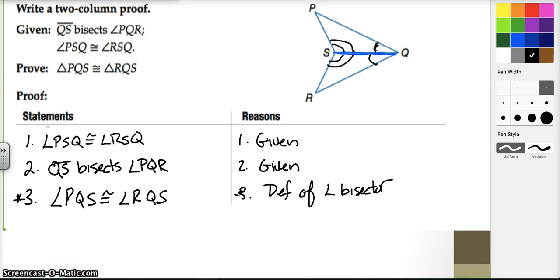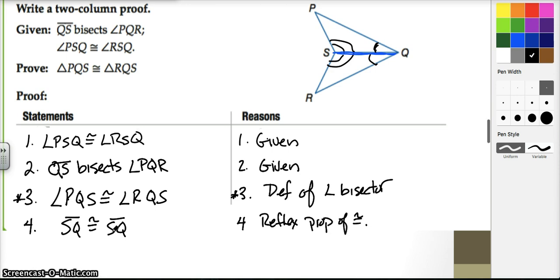One little caveat, I might be jumping the gun a little bit. I could have said the measure of this angle is equal to the measure of this angle, by definition of an angle bisector, and then said the two angles are congruent, by definition of congruence. But I'm leaving that out because it's a little too much for the space we have, and I think you get the idea that if angles have equal measures, they are also congruent. Now one more step before the finale: SQ is congruent to itself, by the reflexive property of congruence.